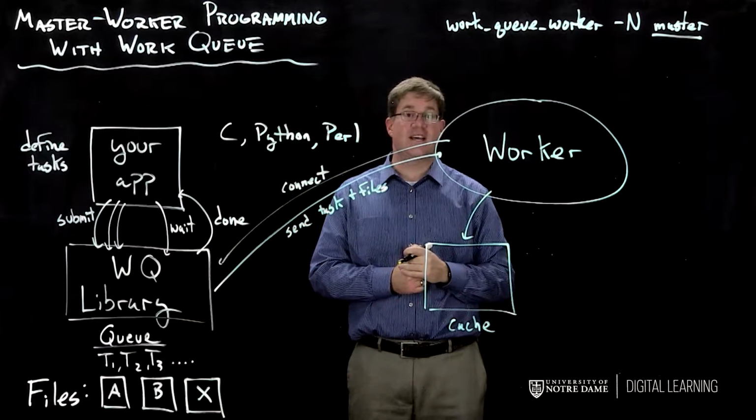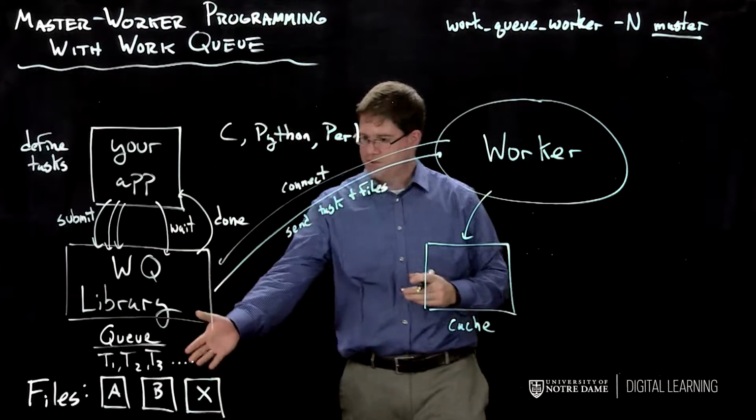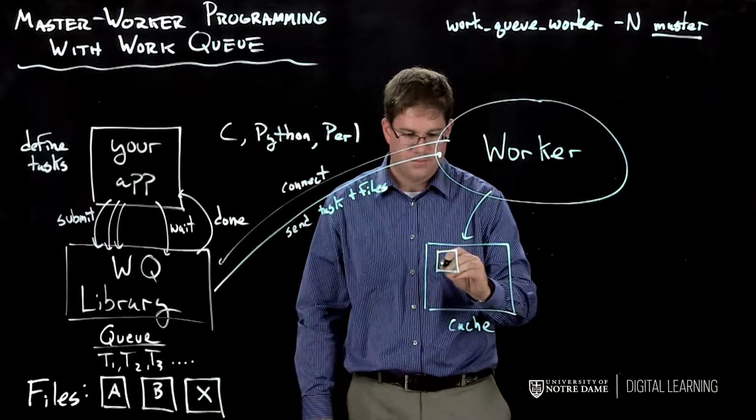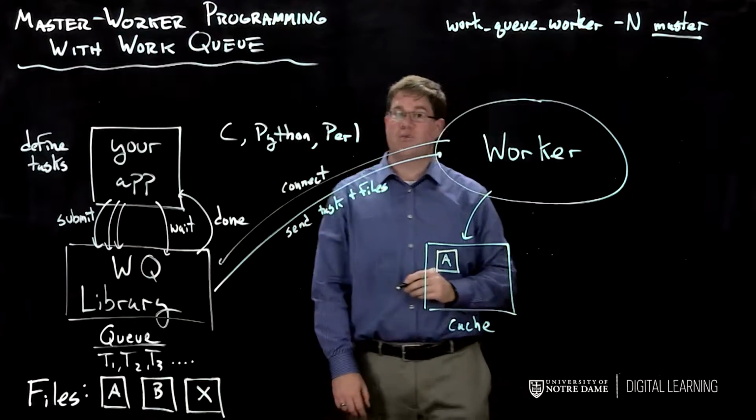So let's suppose that task 1 needs file A. So file A is going to get sent over. It's going to get put into the cache. And now we're ready to run task 1.